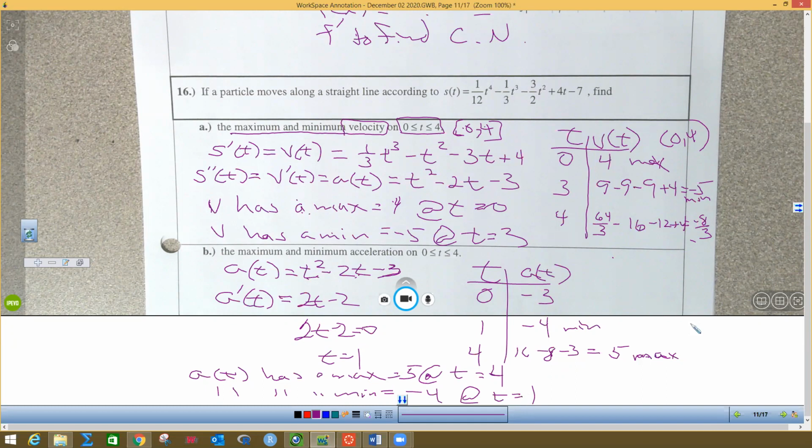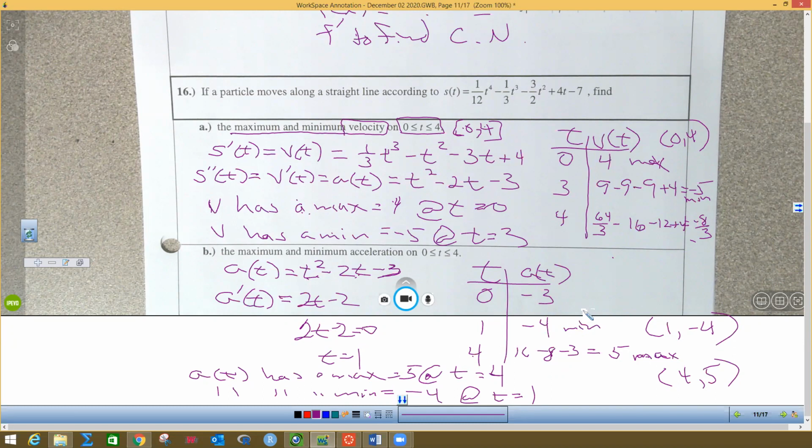And again, if he asks you for the points, the minimum point on this quiz might look like that. The maximum point might look like that. So all you're going to do is use whatever your ordered pairs would be if he asks for points. Questions? Anybody else have anything they want me to go over?